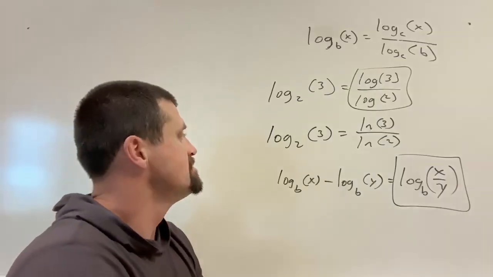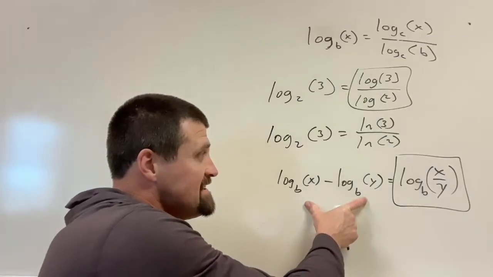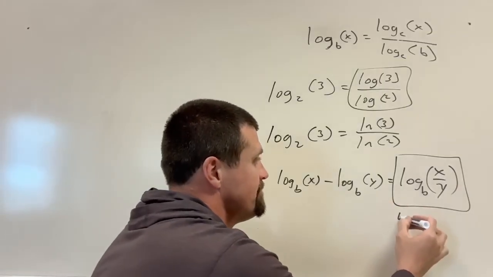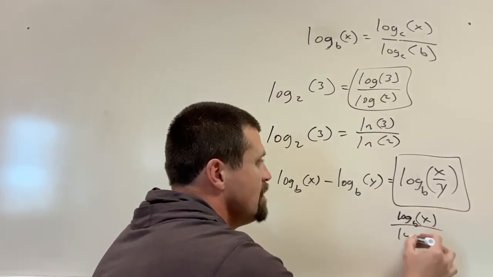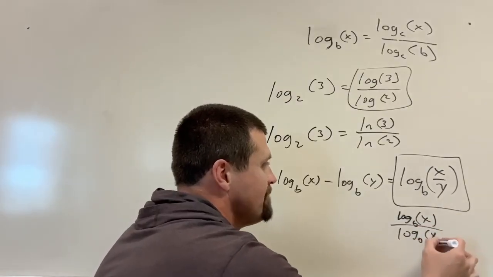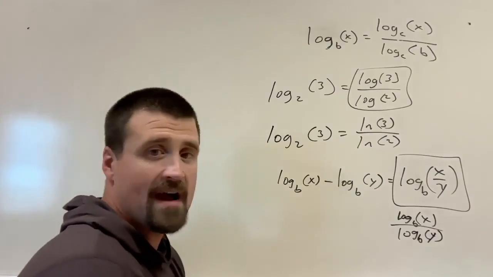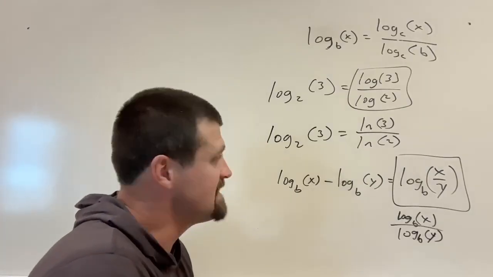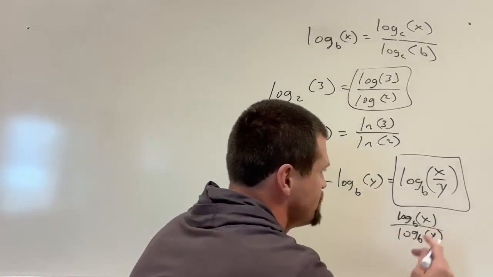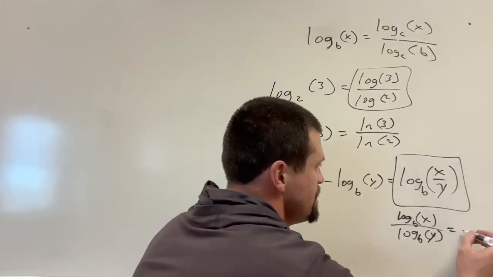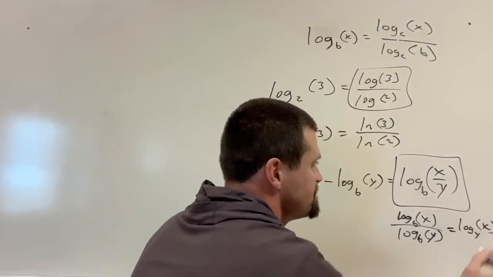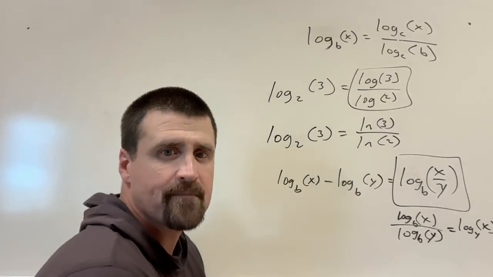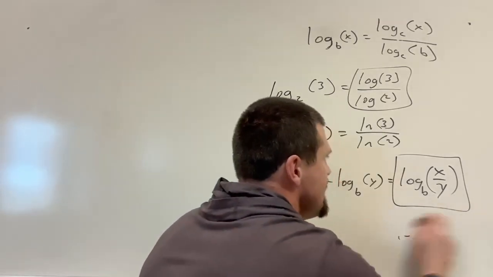Okay? So I'll see students take this and write it as log base b of x over log base b of y. Okay, and that's incorrect. That's not true. That's the change of base formula, which is equal to log base y of x. Okay? So don't make that mistake.